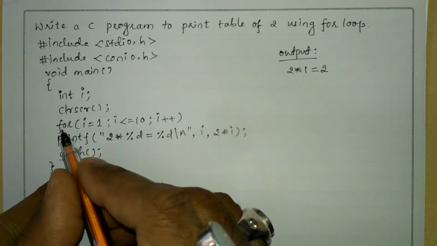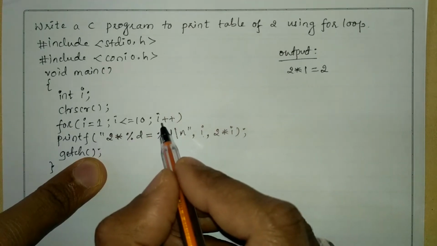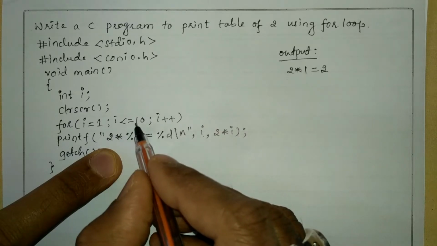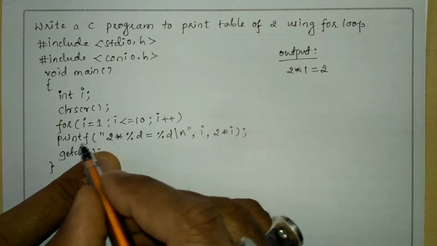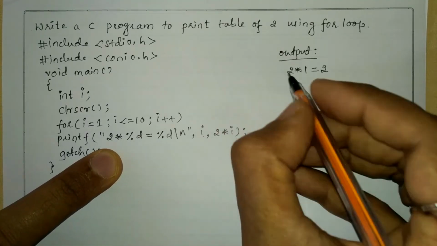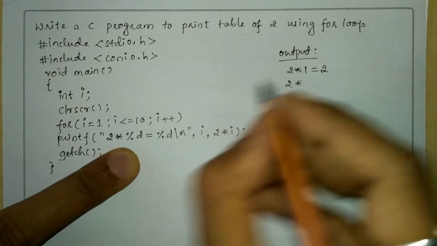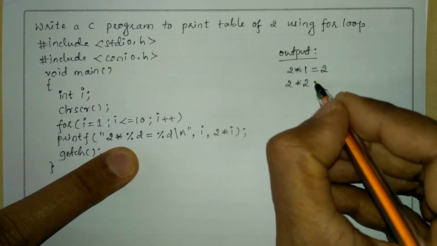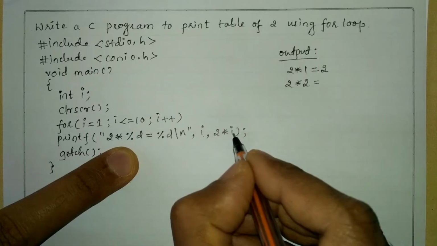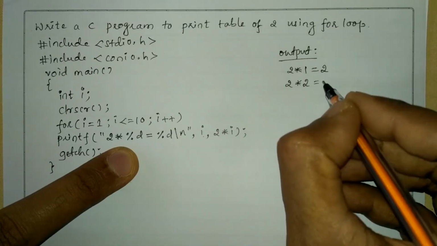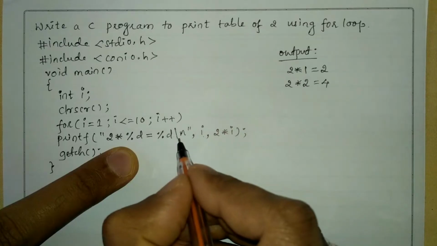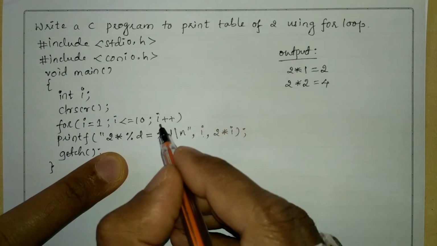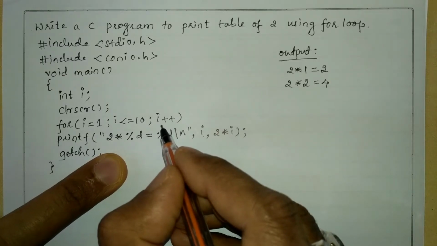Again control transfers to for loop by incrementing the value of i by 1. Now i value is 2. Again 2 is less than or equal to 10. Condition is true. Then this particular statement will execute again. So 2 into %d associated with i value is 2. So that is 2 into 2. Again here 2 * i, value is 2. 2 2s are 4. So it is going to print 4. Just because of \n, cursor comes down to the next line, and again control transfers to for loop by incrementing the value of i by 1.